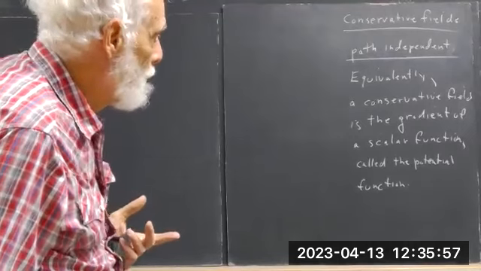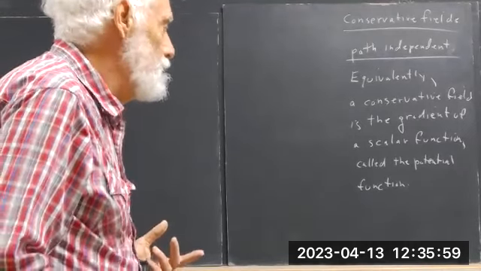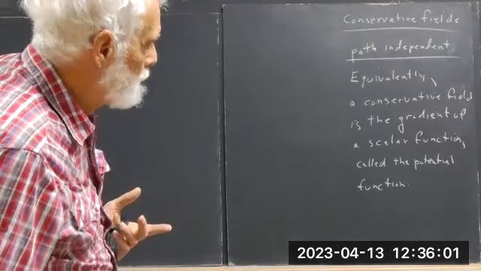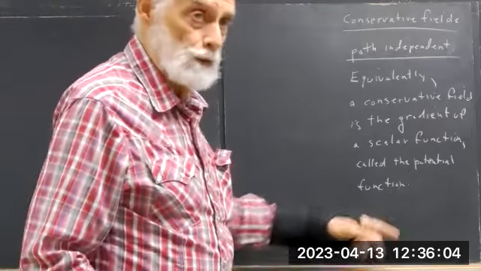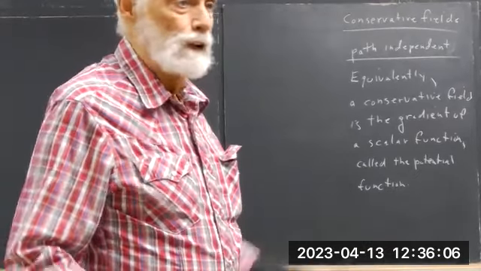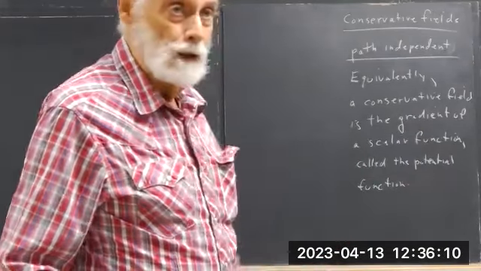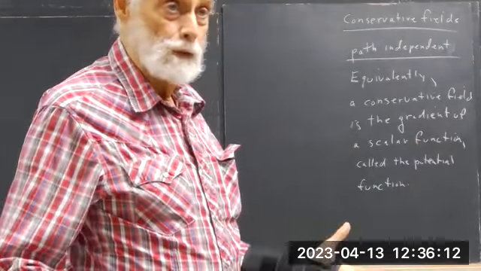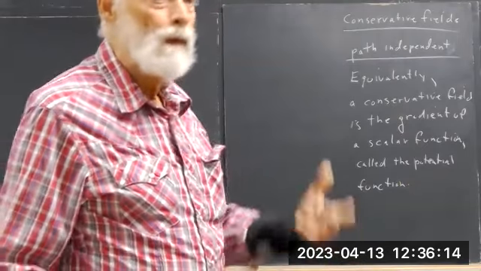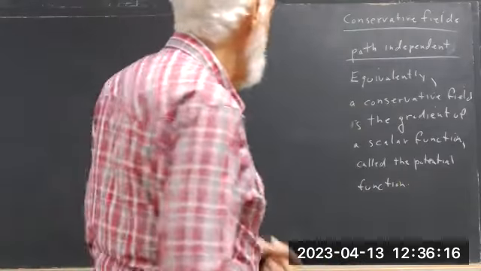Well, in the abstract, that means you can take any old function of x, y, and z and calculate its gradient. We've got to consider everything that's path independent. But what do I mean by path independent?